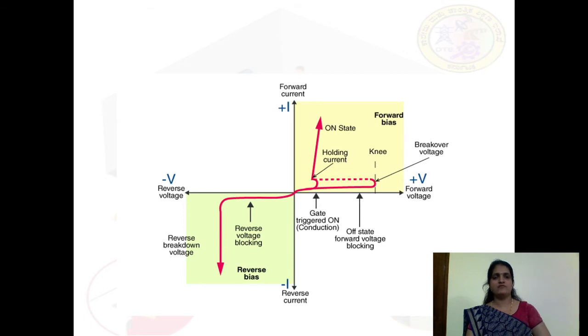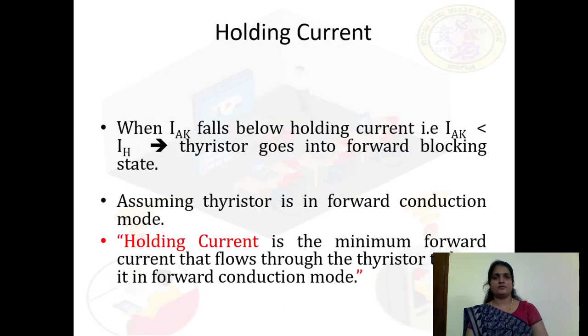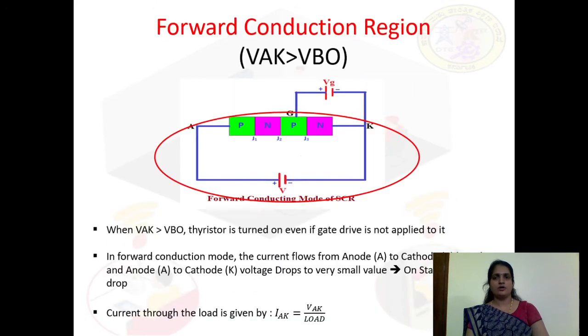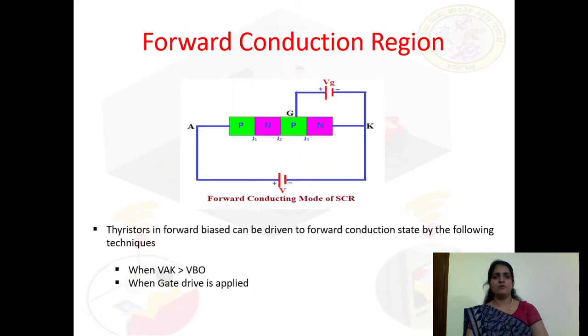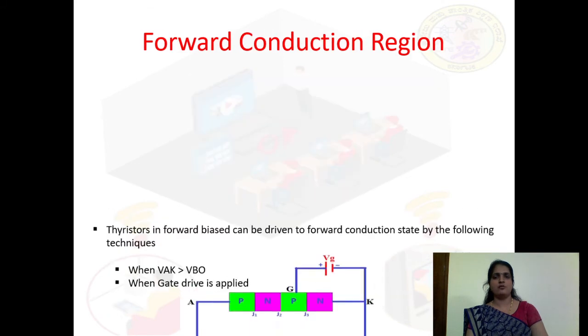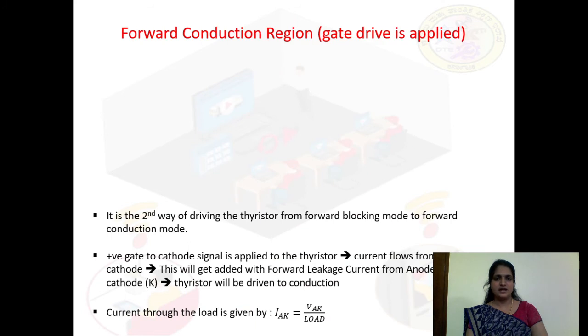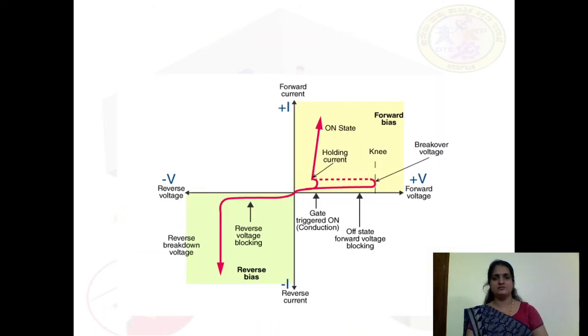And this gives the information about the different modes of an SCR when it is forward and reverse biased. We discussed the reverse blocking mode, the forward conduction mode, and the forward blocking region. This characteristic curve gives the entire information, with the forward voltage and forward current, and the next one is reverse voltage and reverse current. It is the VI characteristics of an SCR.